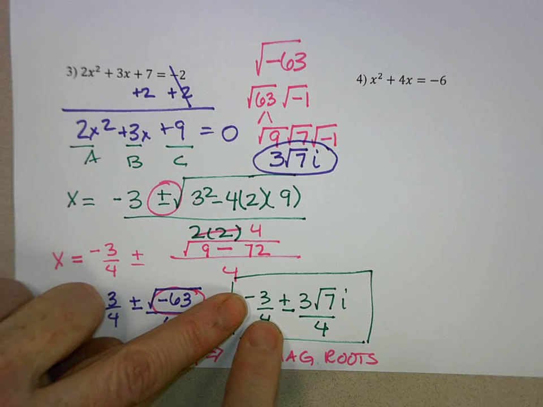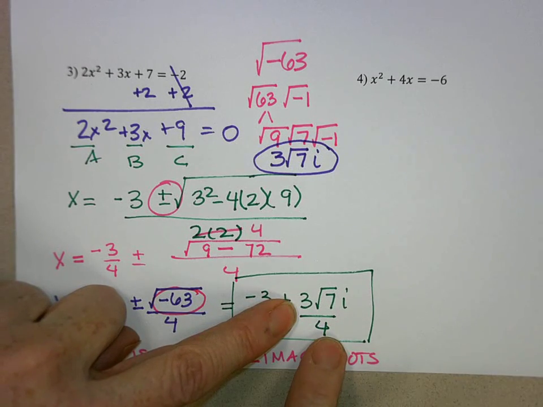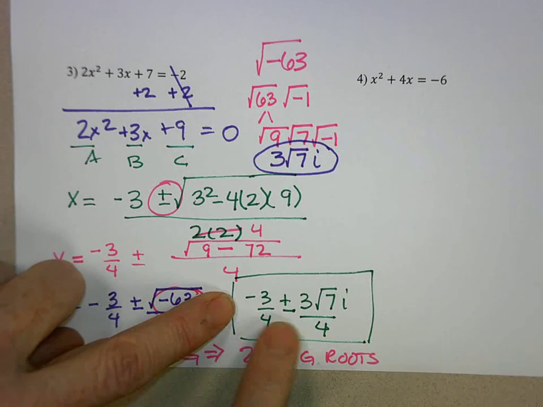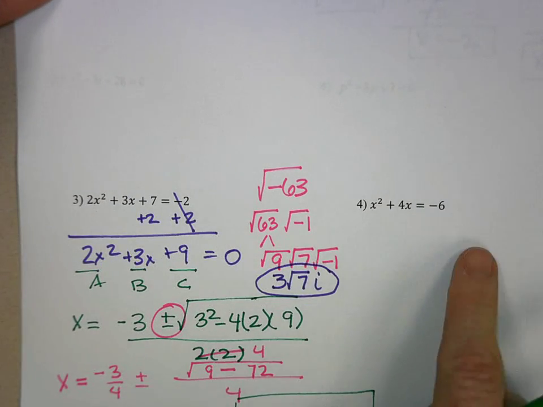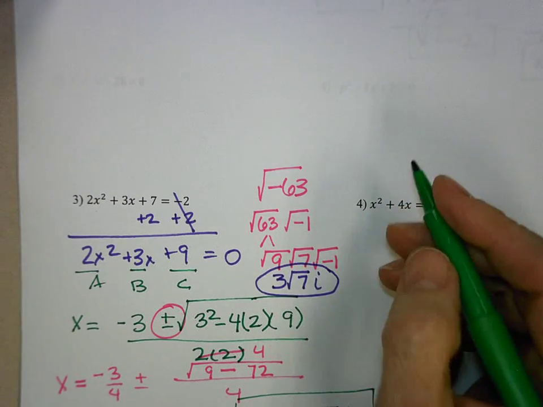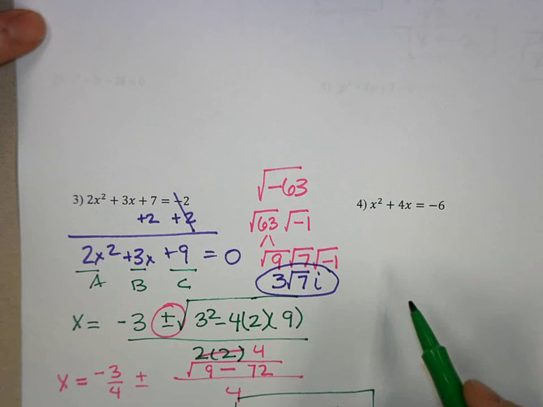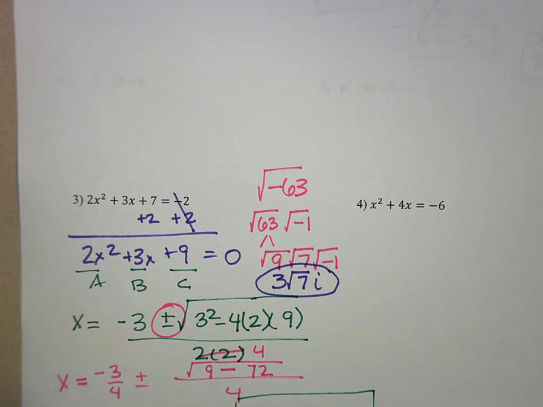Negative 3/4 plus 3 radical 7 over 4 i, and negative 3/4 minus this whole term. Okay, there you go. I want you to practice on these next 3 problems, and bring them to class and check the right answers. All right?